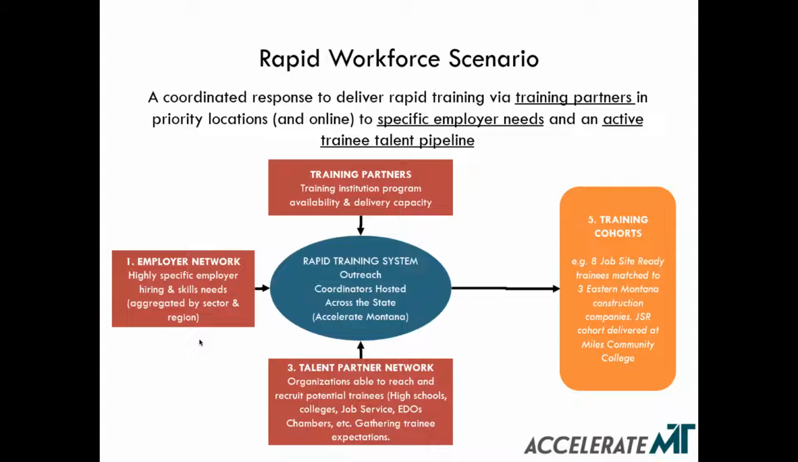So that's our collective goal here, and where Accelerate sees its role is trying to draw this information together, understand what's possible, what's available, and what's needed, and bring those resources together. The outcome, on the right-hand side there, is delivering training cohorts around the state. For example, we might find we've got 8 people who want to get into the construction trades. We deliver that job site ready training program at Miles Community College. There are 3 construction companies that want to hire those people. That's the triangulation we're going to need to do, and we're going to need to do that literally hundreds of times across different training programs in different locations, working with different colleges to execute that.